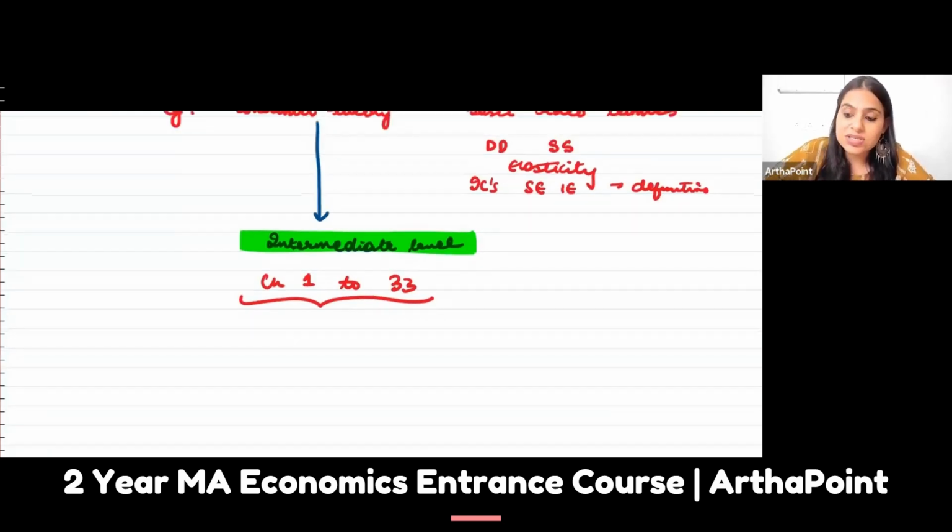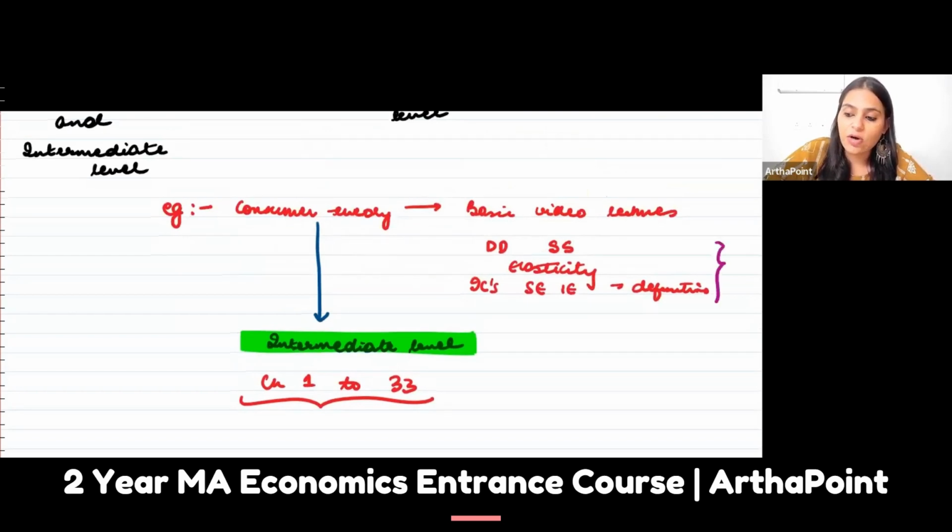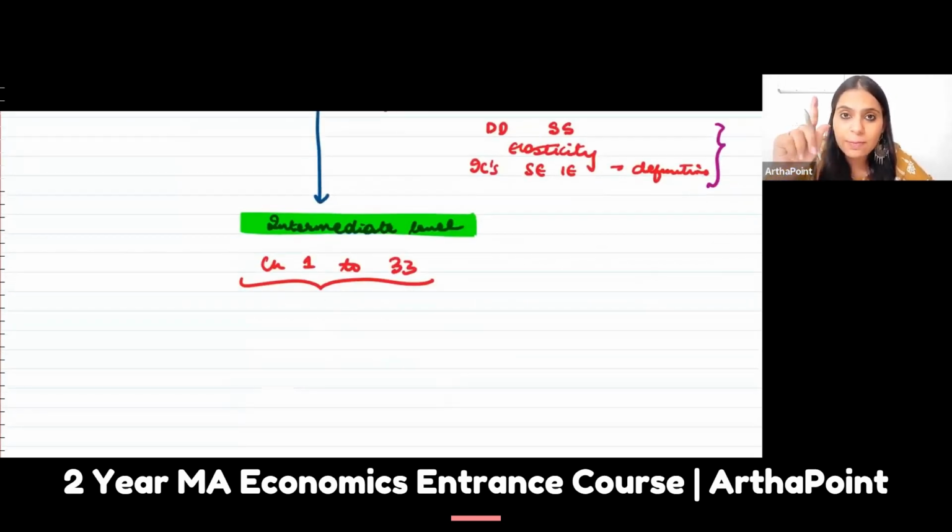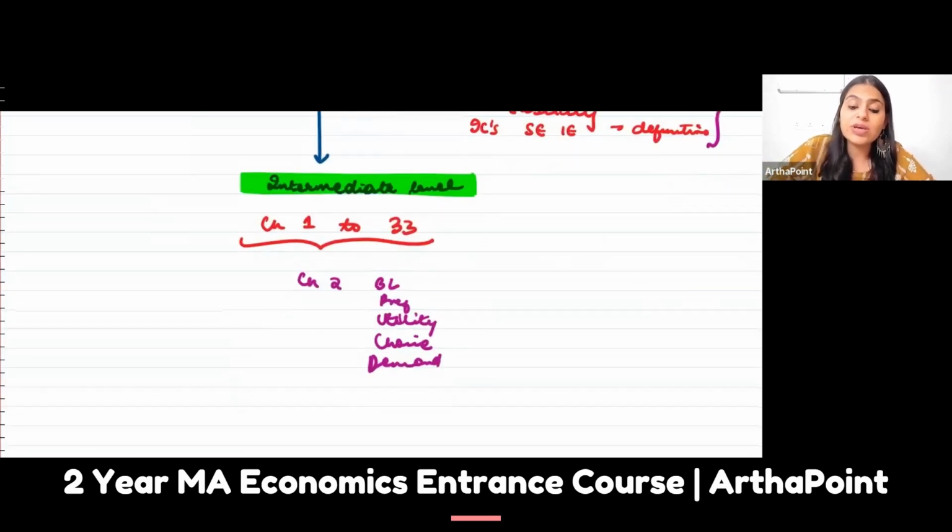Now, the same concept that you studied here of ICs in one video would be spread across multiple chapters and multiple videos. So for example, chapter 2 will be budget line, then you will have preferences, then you will have utility, then you will have choice, then you will have demand, so on and so forth. Now you will be doing the same concept in much more detail.